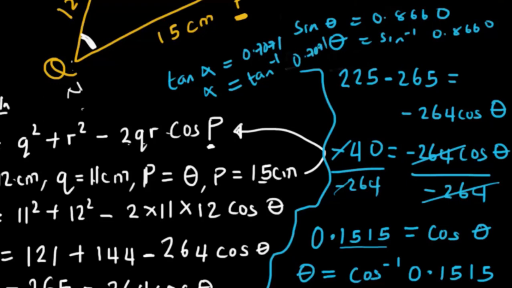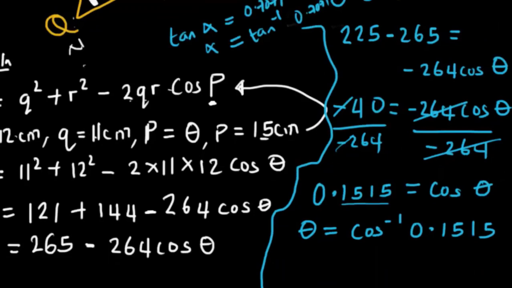The way you get this on your calculator is you press shift and then press cos before you type in the number. Does this make sense? So we've got theta equals cos inverse of 0.1515, which is approximately 81.3 degrees. And here is our answer. I hope you understand this topic perfectly. I really hope you do.